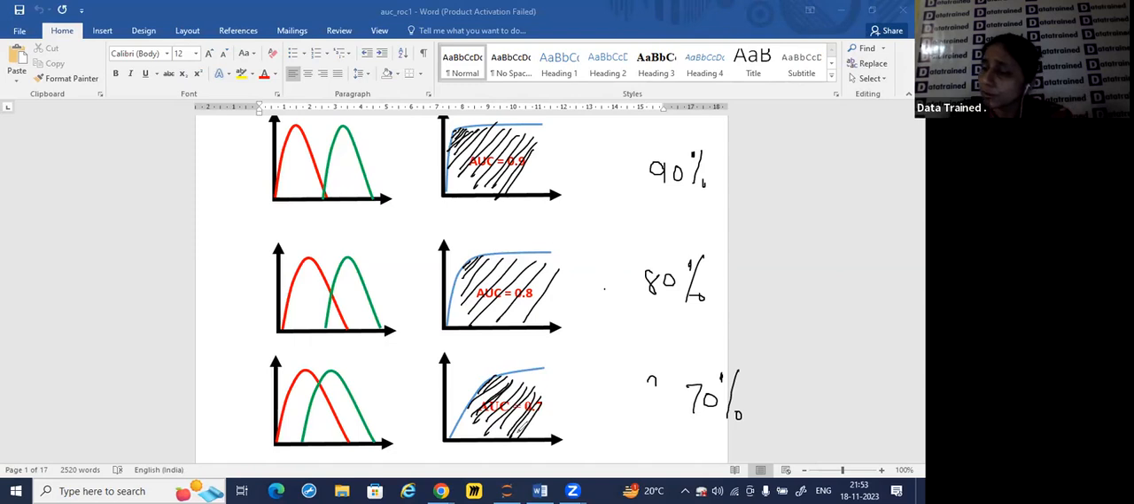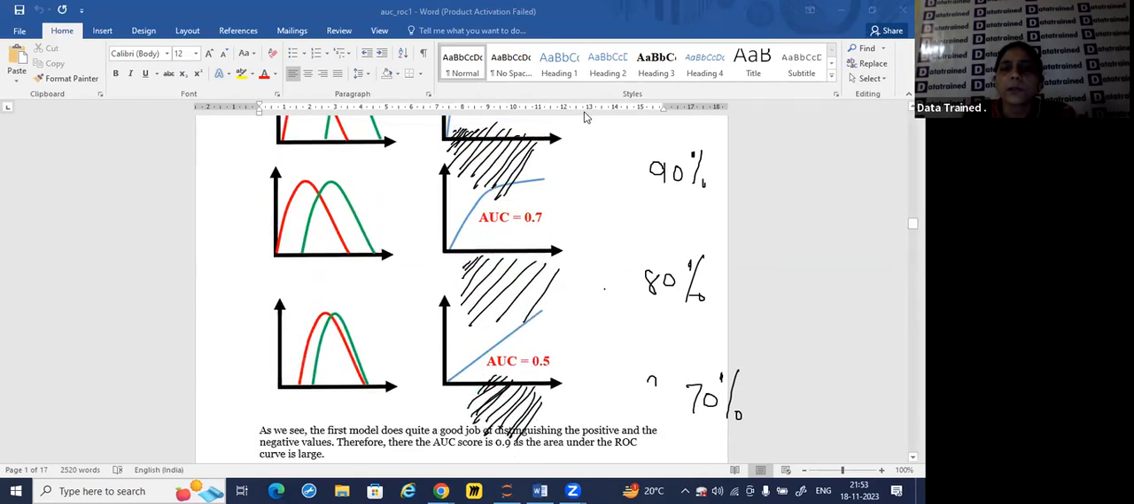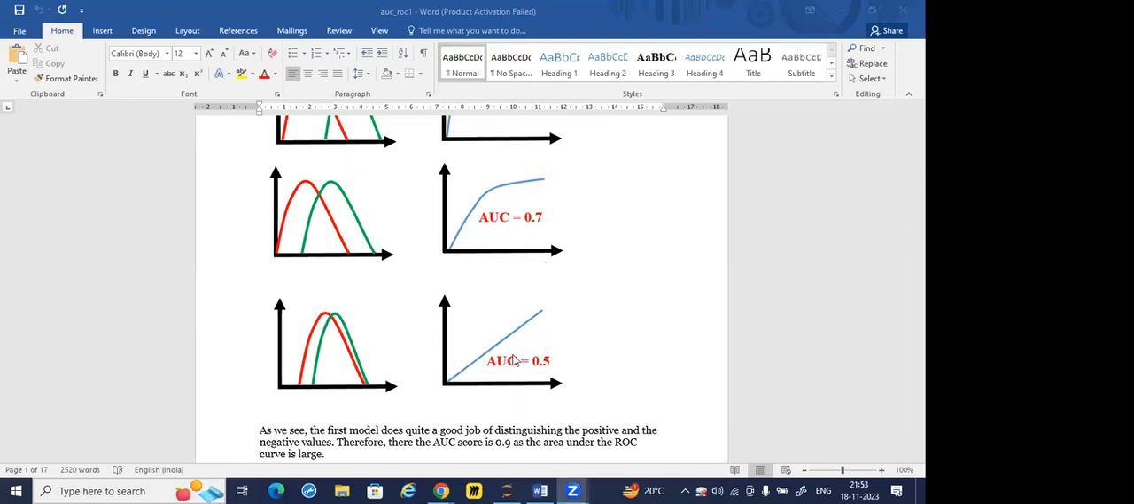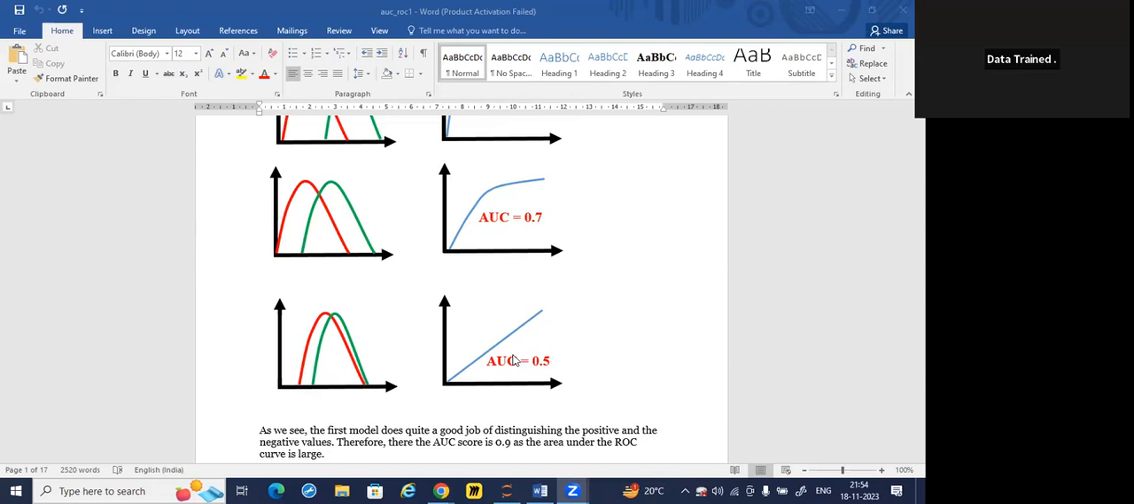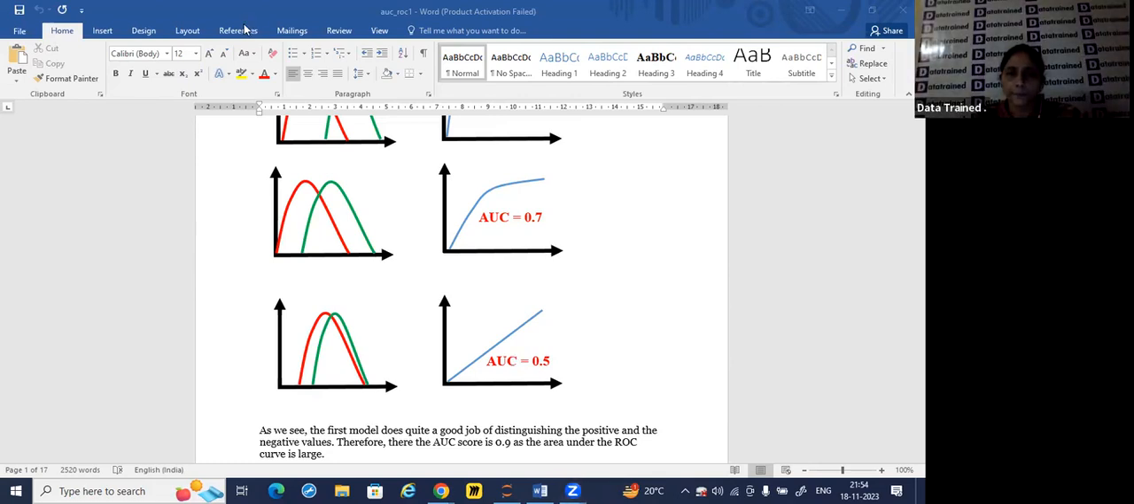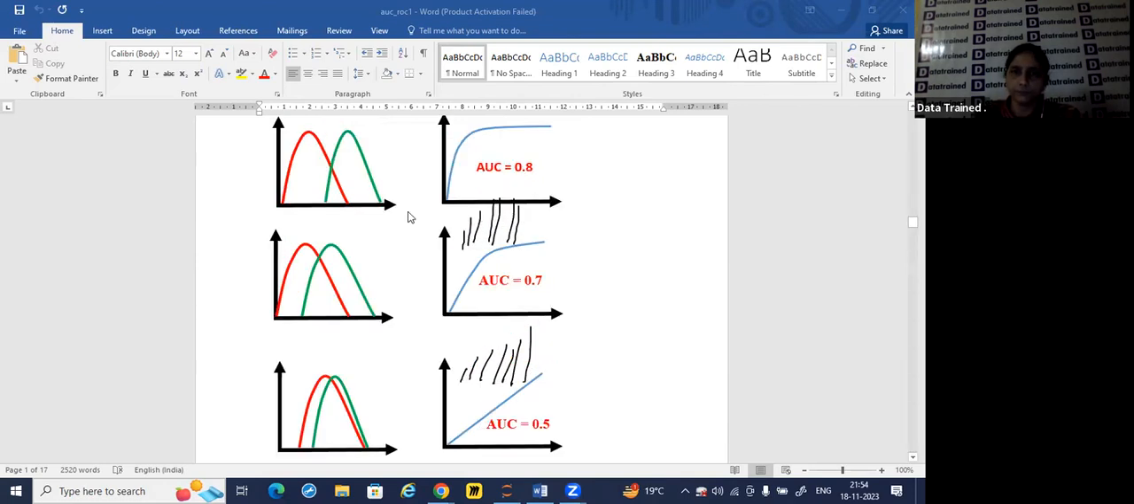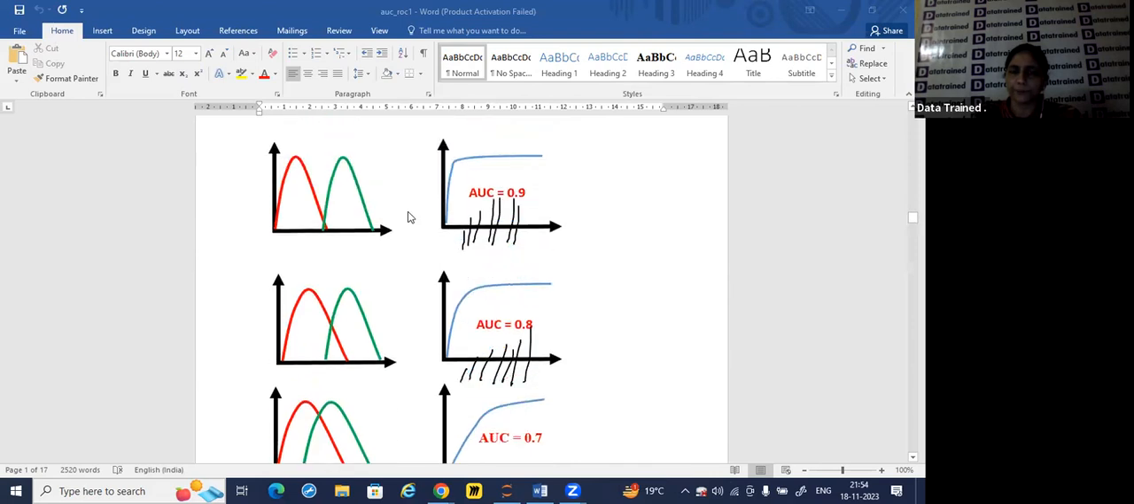That shows that your area is less covered. This one shows the area covered is 0.5, which means 50% of the area is covered. So you can see the differences in the areas covered: here less area, here 70% area covered, above 80% here, and 90% here.